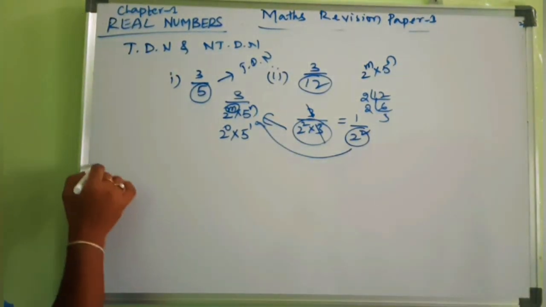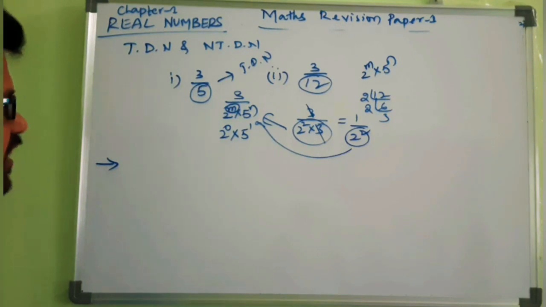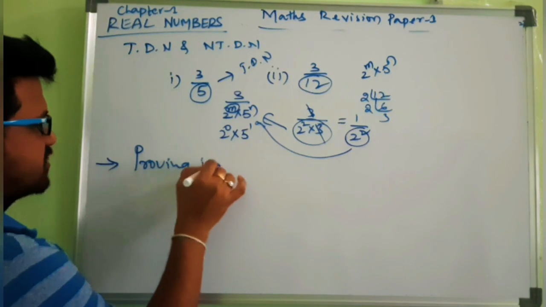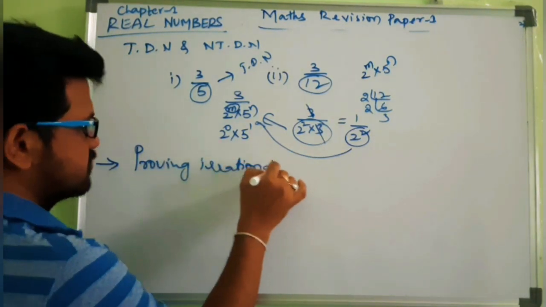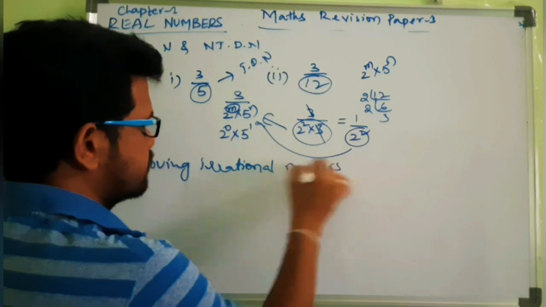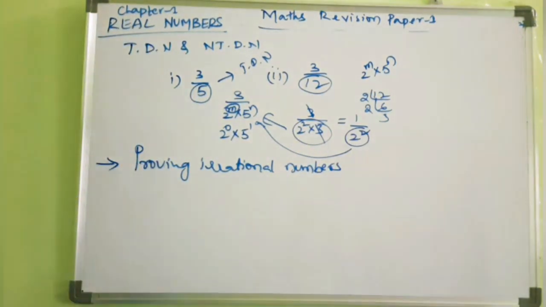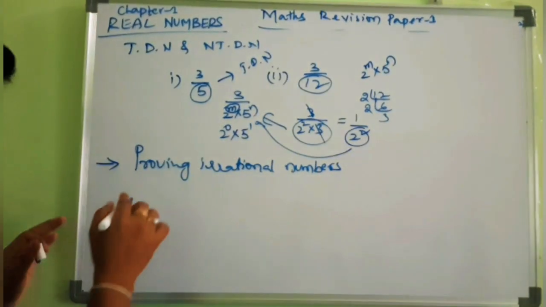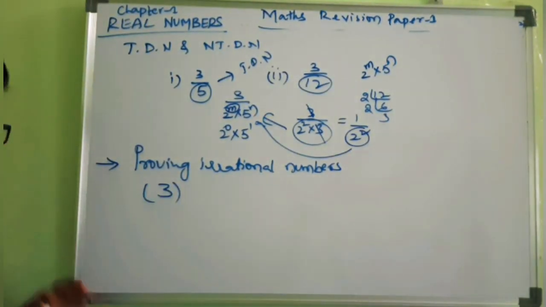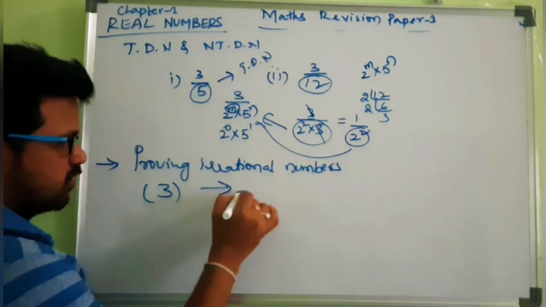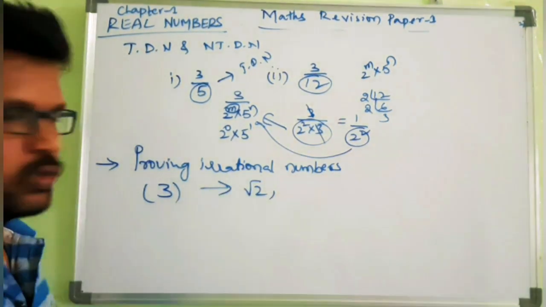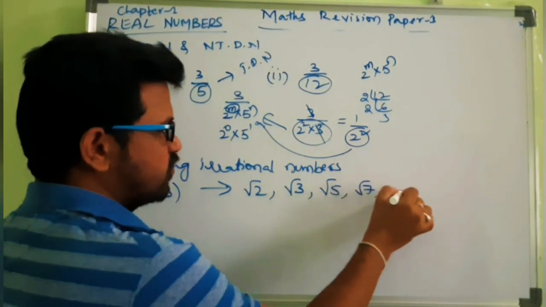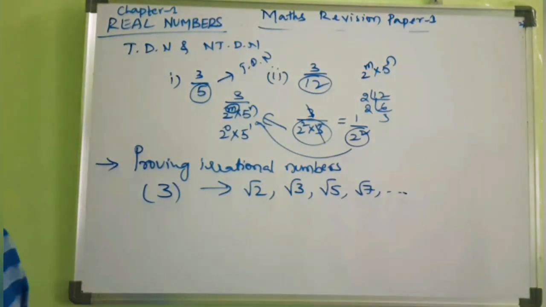Okay, and the next concept is proving irrational numbers. Proving irrational numbers. This is very important. See here, there are three types. The first one is proving surds: root 2, root 3, root 5, root 7, and so on. Proving these numbers as irrational numbers.